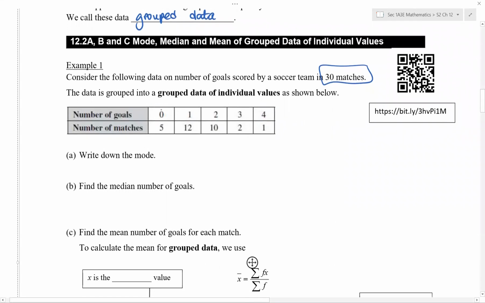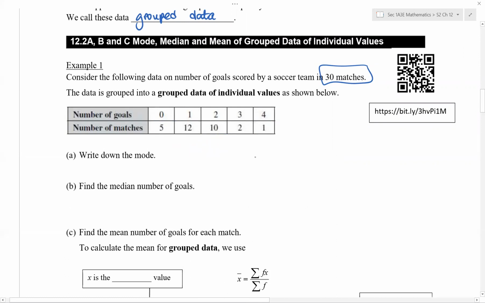Now, how many matches did they score 0 goals? There are 5 matches with 0 goals, 12 matches with 1 goal, 10 with 2, and so on. If we add up all these values, we expect it to give us 30. So let's do a quick check. 17, 27, 29, 30. Yeah, 30 matches.